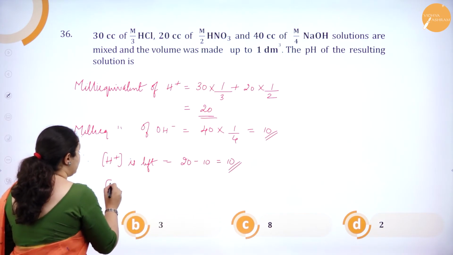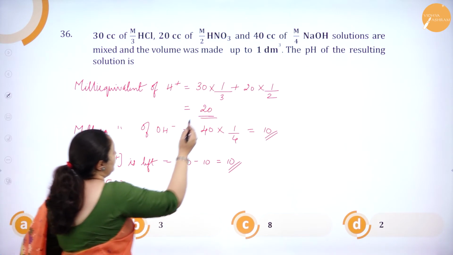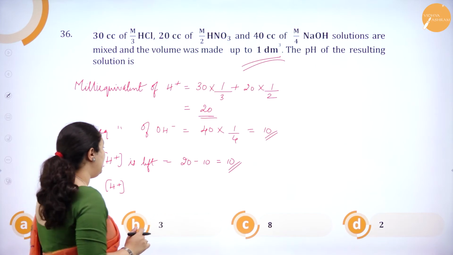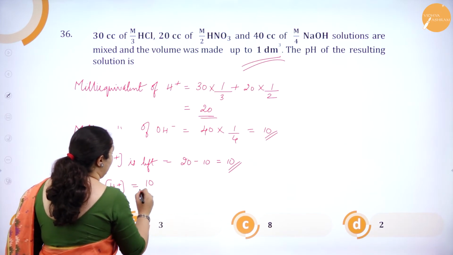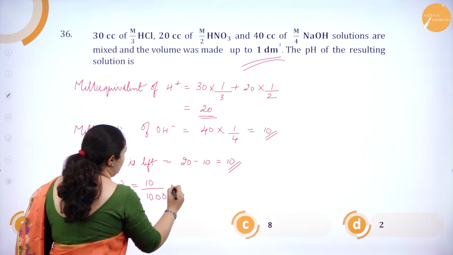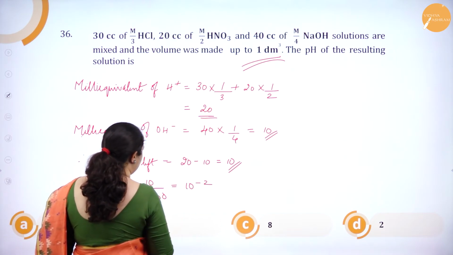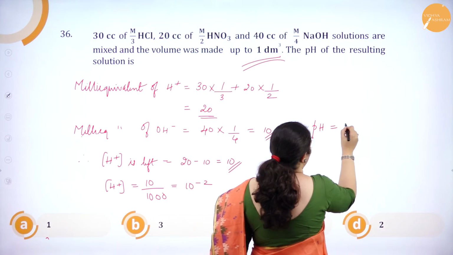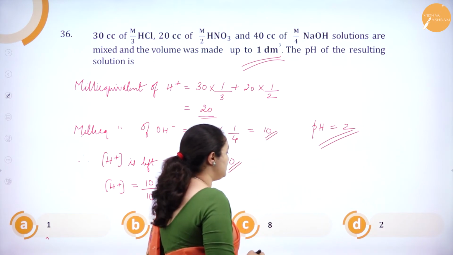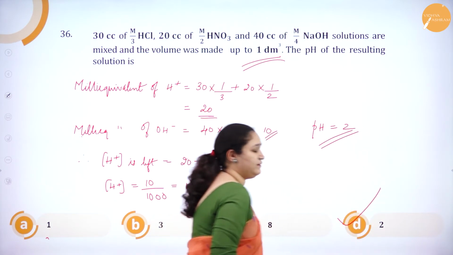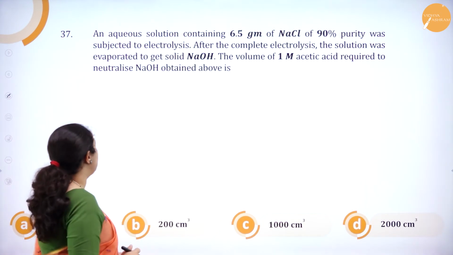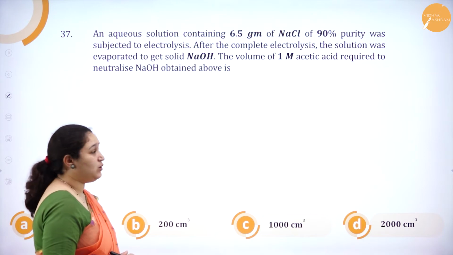But for H plus ion concentration, you read the question, it is made up to 1 dm cube. So 1000 ml is there. So it is 10 divided by 1000 which is equal to 10 to the power minus 2, and H plus ion concentration is 10 power minus 2. So pH is 2 and the answer is option D which is the correct answer. Okay. We'll go to the next question, that is the 37th question.